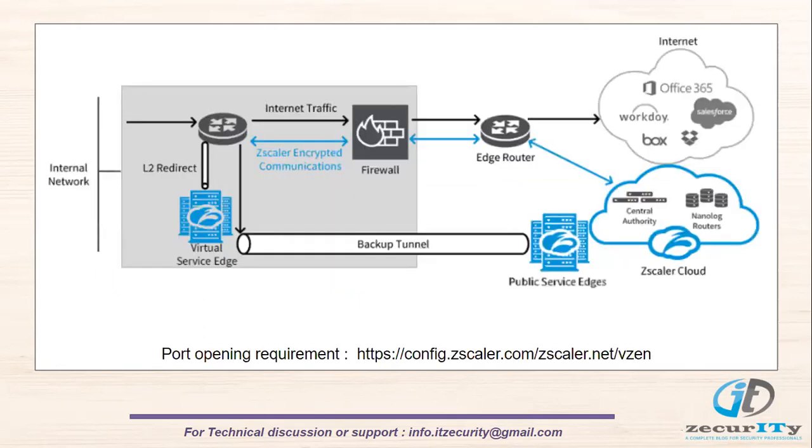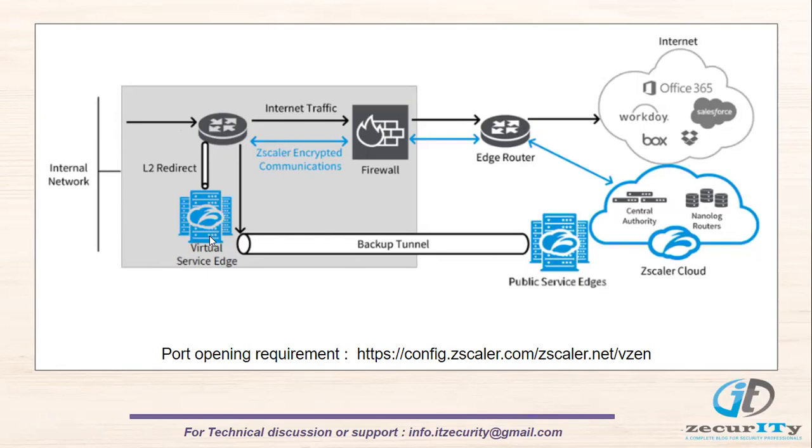The typical architecture is something like this. You have an internal network, and you have internal routers, firewall, and edge routers. The virtual service edges will be placed inside the DMZ, and the communication will happen from the internal router, firewall, and edge routers. The IPs will be whitelisted to reach the Zscaler cloud. And the internet traffic will be reached via the firewall and edge routers and over the internet.